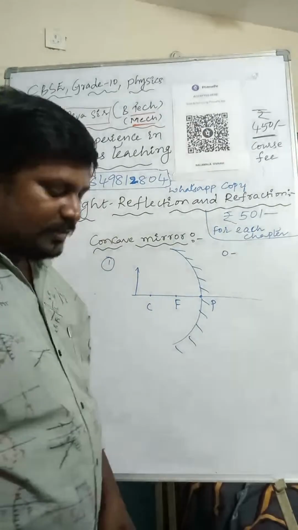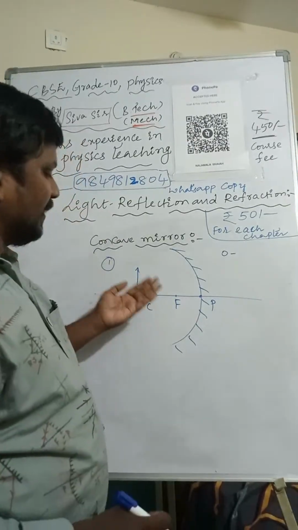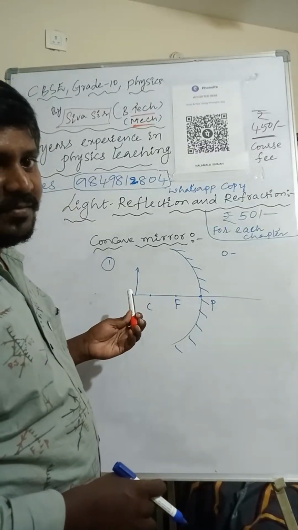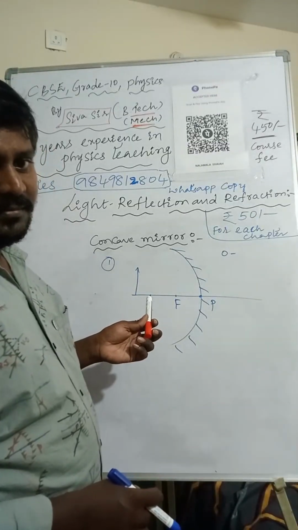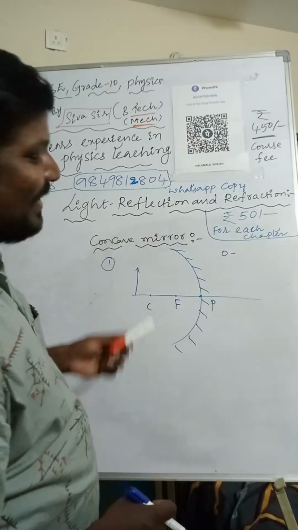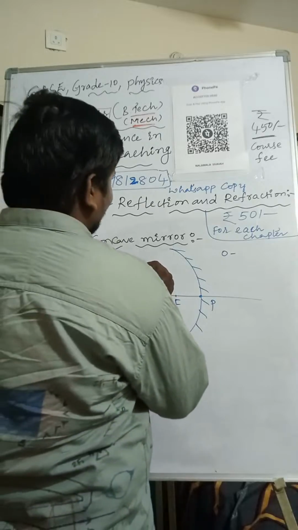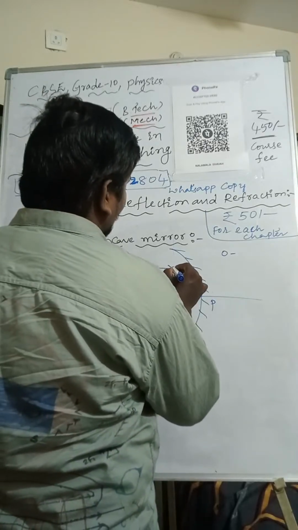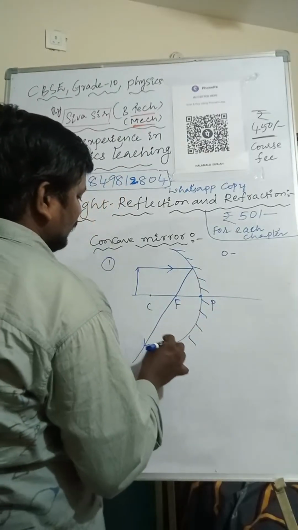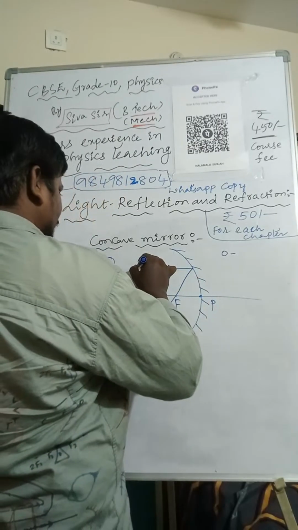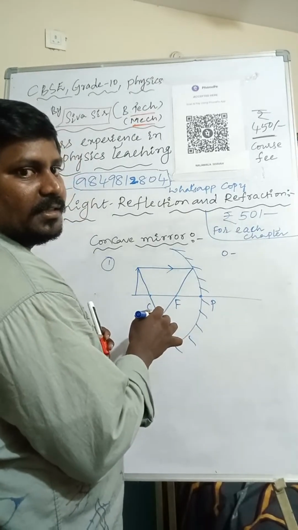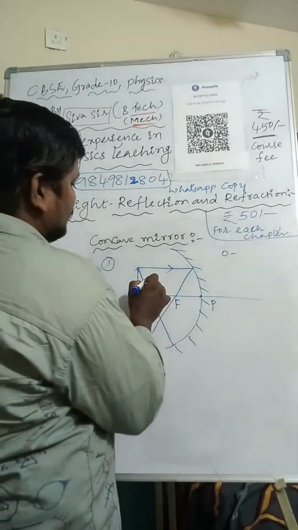Okay, done. So now come to the point. Object is placed beyond center of curvature. One light ray I am taking like this. It passes through focus. Another light ray I am considering through center of curvature, like this.